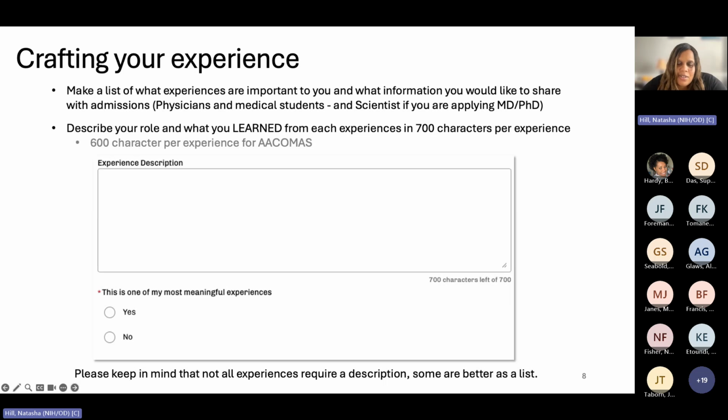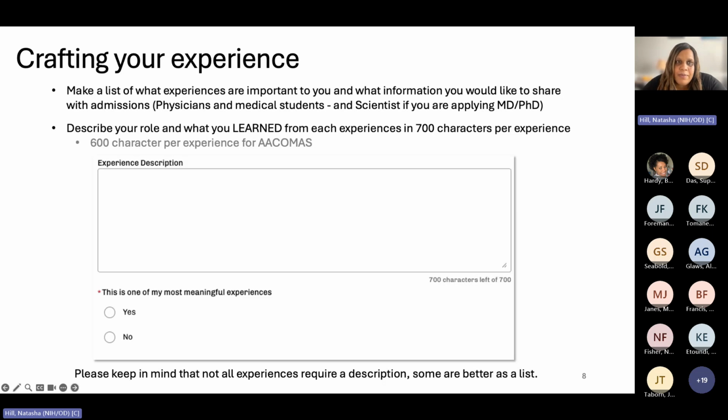And remember who's on the committee. Those are physicians that you're going to be talking to. And in some cases, there may be a medical student or two from the upperclassmen who will also be evaluating your application. And for those of you applying MD-PhD, you're going to have a scientist or multiple scientists on your committee evaluating your experiences. So remember who you're writing to and what information you want these individuals to know.